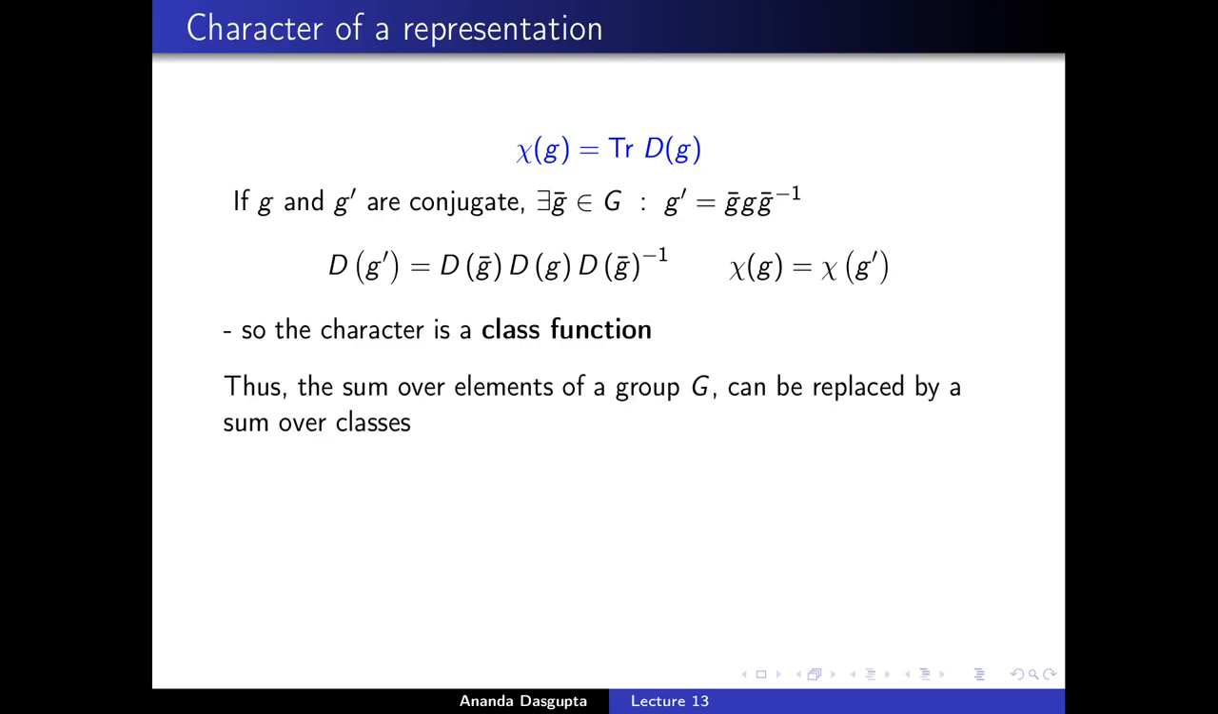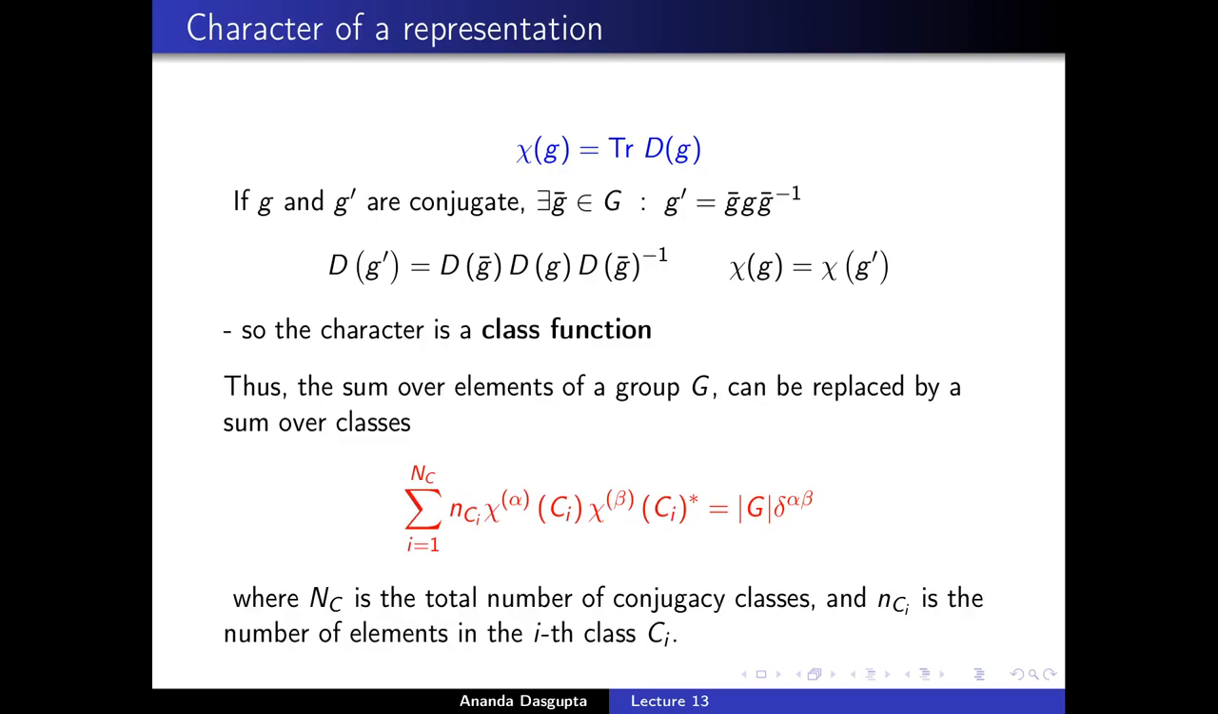So basically what we can do is rewrite the orthogonality relation in this form. Instead of chi alpha of g, chi beta of g star summed over all group elements, we essentially go over classes C1, C2, C3 which the group has, and we multiply chi alpha of Ci by chi beta of Ci star and sum up over all classes from i equals 1 to Nc, where Nc is the total number of conjugacy classes. In addition, what we need is a factor of small n_i, which counts exactly how many group elements there are in each class. Remember, the actual sum is over the group elements.